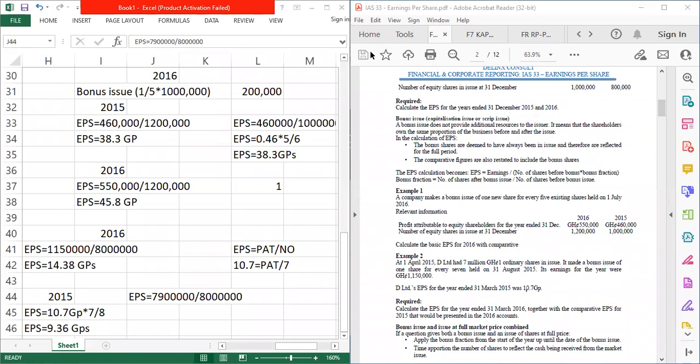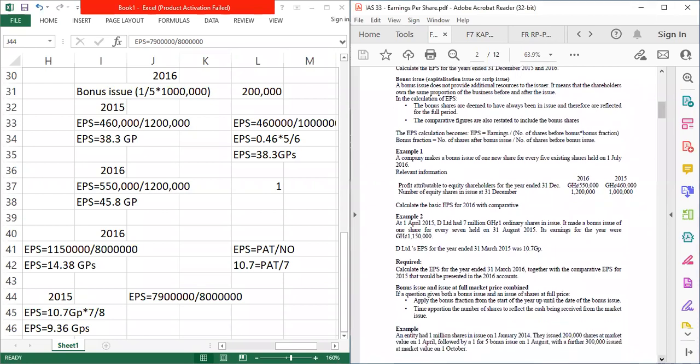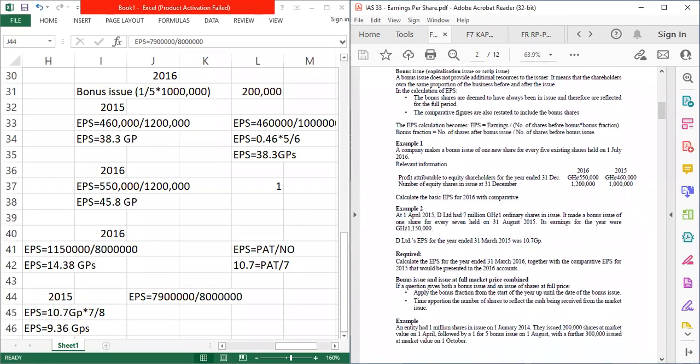All right. Let's move on to another one. Let's move on to bonus issue and issue at full market price combined. Linus, please do the changes for us, so that in case you share the Excel worksheet. So this will be 749,000. Okay, thank you.